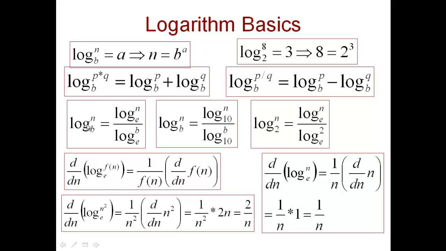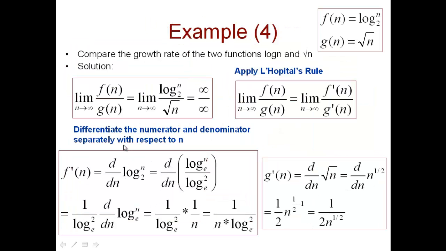And last class we saw a formula. If you have any base like b, log n to the base b can be written as log n to the base e divided by log b to the base e. So basically you have base e, and this n goes to the numerator and this b goes to the denominator. And this is what we are going to do. Log n to the base 2 is log n to the base e divided by log 2 to the base e.